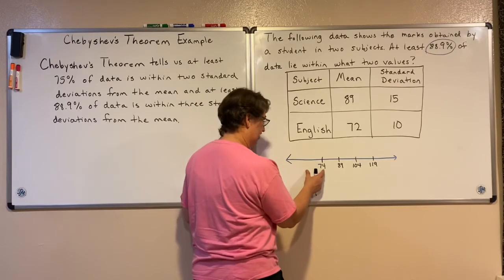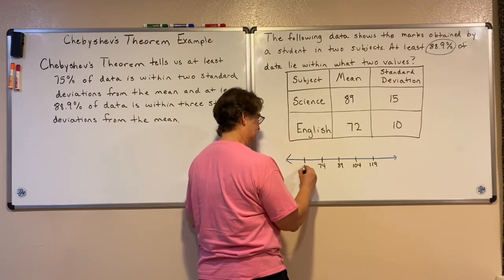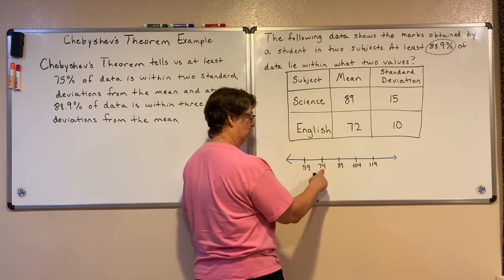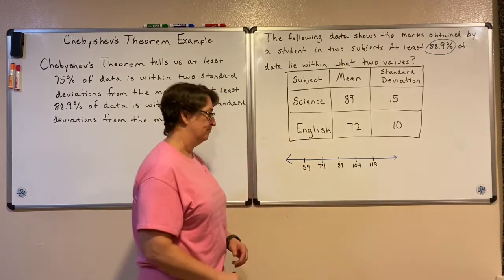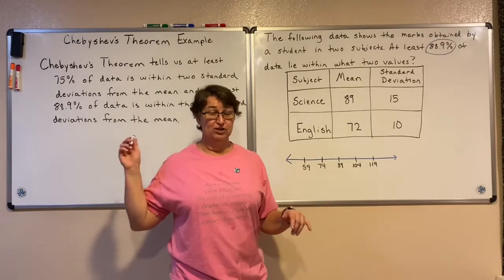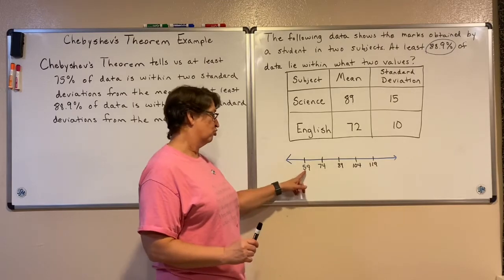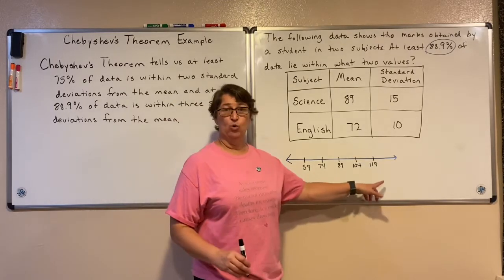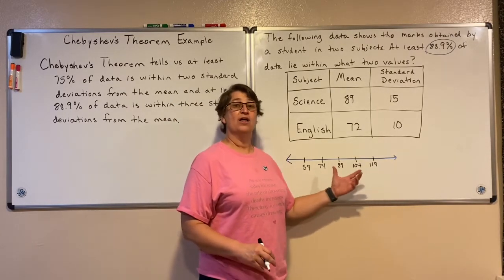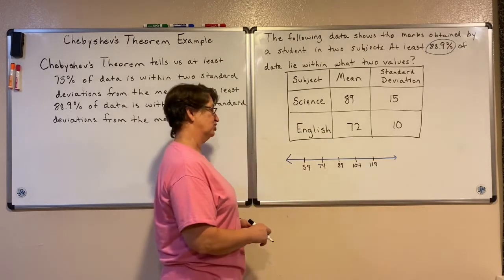But if we go out another standard deviation, go back 1 more standard deviation, we're sitting at 59. So 74 minus 15 gives us 59. We know that, Chebyshev tells us, at least 75% of the students scored between a 59 and a 119. That's what Chebyshev's theorem tells us based upon that mean and that standard deviation.